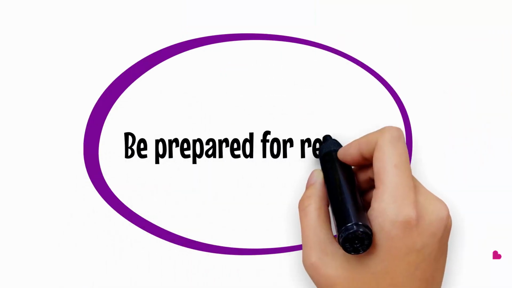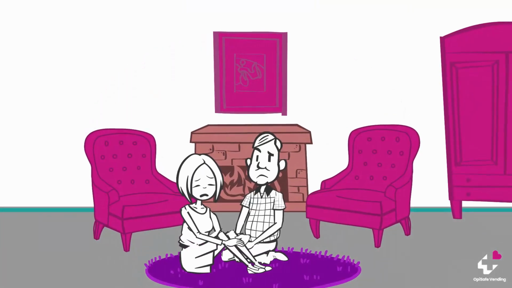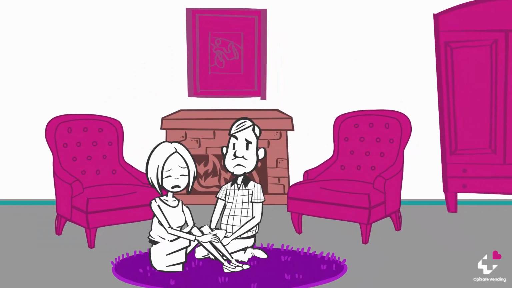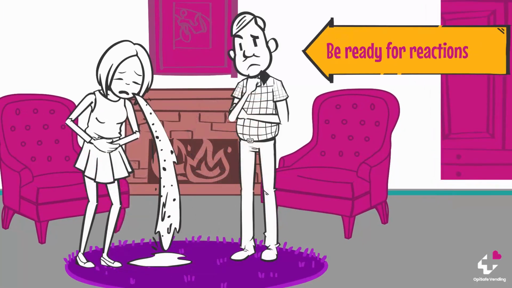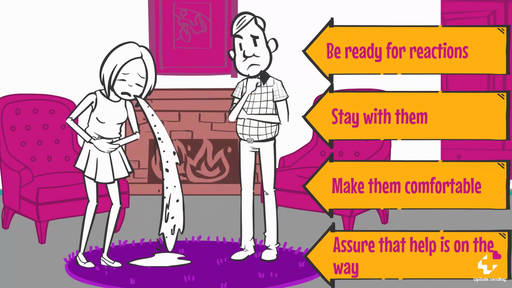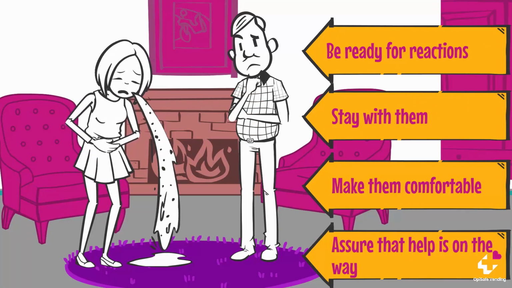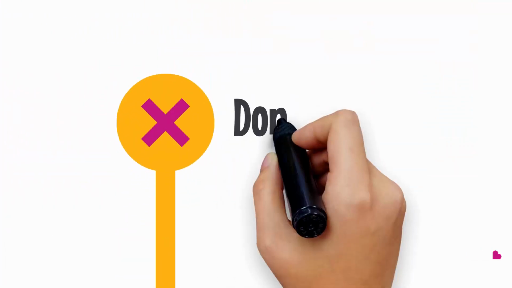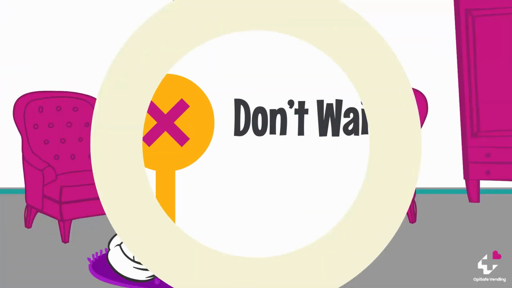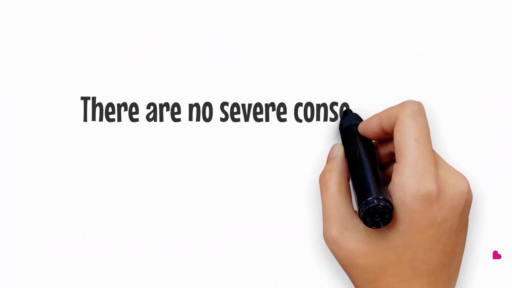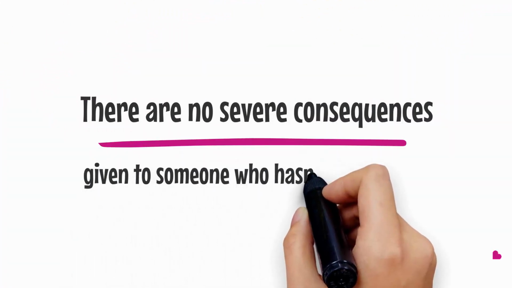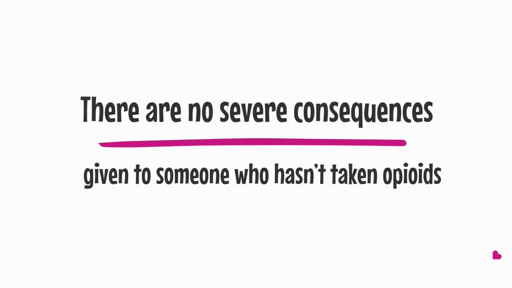Next, be prepared for withdrawal symptoms. The person may experience withdrawal symptoms like nausea, vomiting, and agitation. These symptoms may range from mild to extreme, so be prepared for any and all reactions. And finally, don't wait if you think someone is in trouble. If in doubt, it's better to administer Narcan.